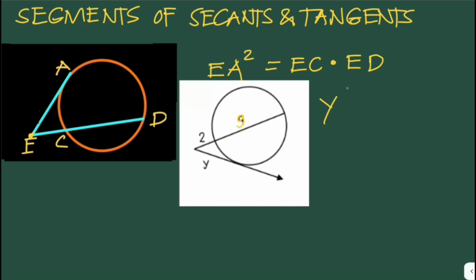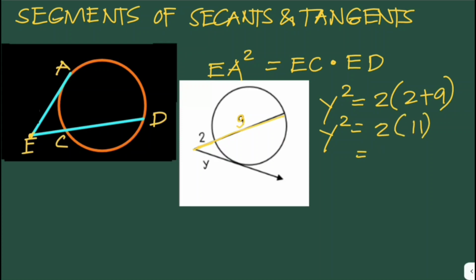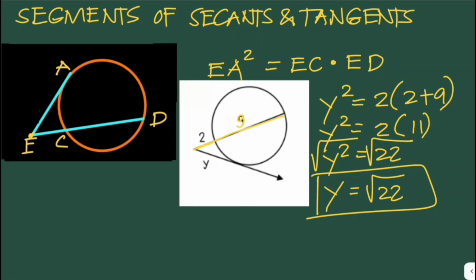That would be the square of y equals 2 times 2 plus 9. So that is the external segment, which is 2, and the length of the secant, which is 2 plus 9. So this is y squared equals 2 times 11. So this is just 22. Get the square root of it. So y is equal to the square root of 22, or plus minus square root of 22.